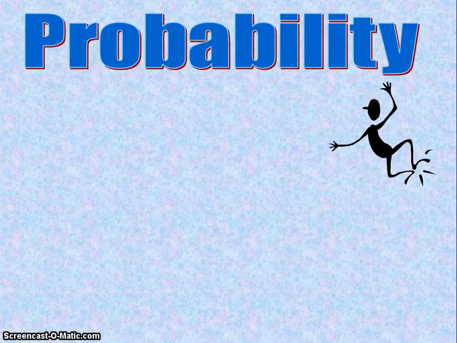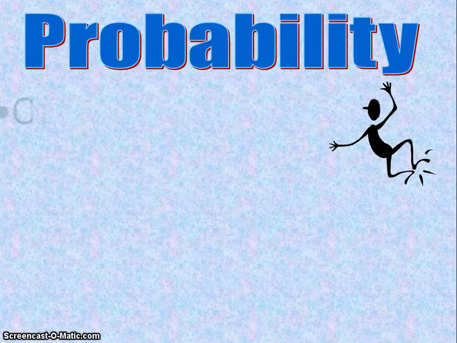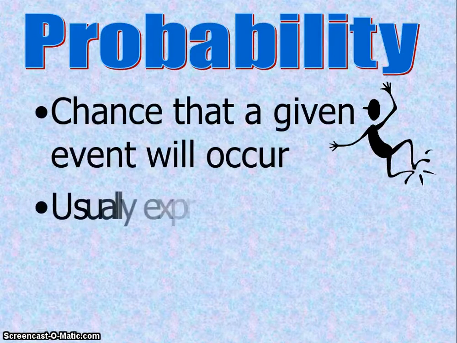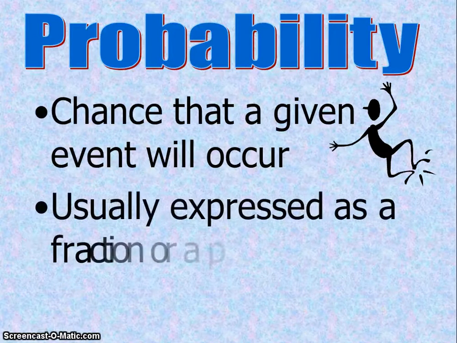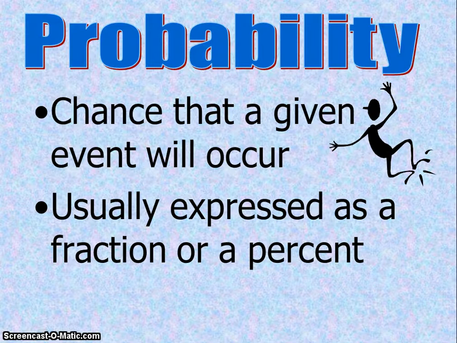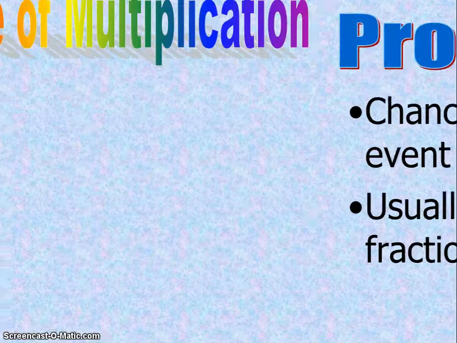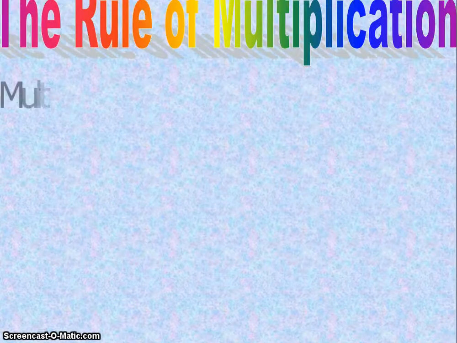So today we're going to focus in on probability, pretty much the chance that something will occur, and we usually express that as a fraction or a percent. And I know that you've done lots of things with probability in math class and so forth, but we will be doing a lab to help in explaining this. So there's 2 rules we need to talk about.